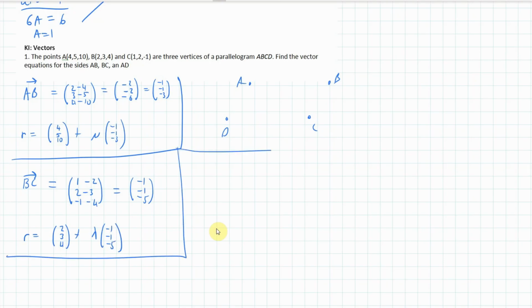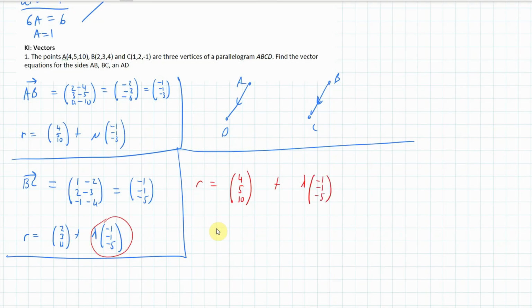And then last of all, AD. Now AD, because BC and AD are parallel to each other, we're going to use this bit again. We just need to start with A instead of B. So this line is going to be, starting with A, 4, 5, 10, plus, and then, I don't know, some Greek letter. We'll just use lambda again. Minus 1, minus 1, minus 5, and that would be the vector equation for that one.